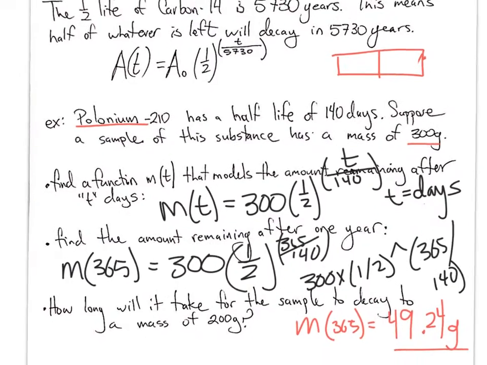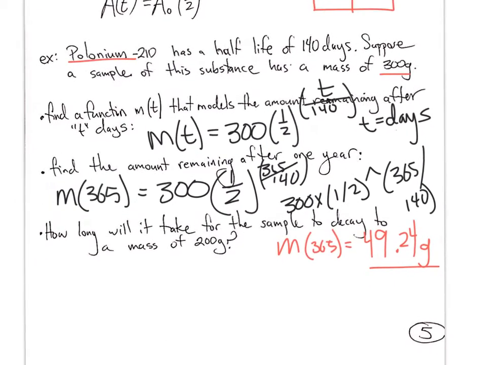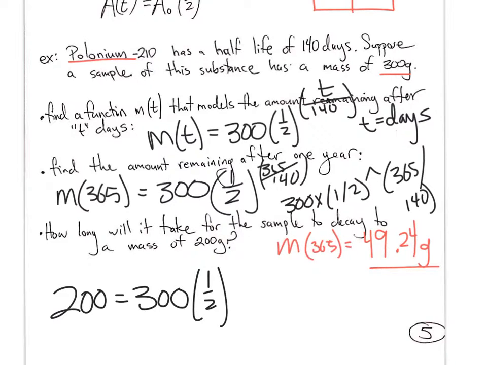So now I think we're going to solve for the exponent. How long will it take? Yeah, so we're solving for t. How long will it take for the sample to decay to a mass of 200, meaning the amount is 200? So let's check it out. 200 equals our original amount, our base for half-life is 1/2, and time over 140. So we're solving for t.